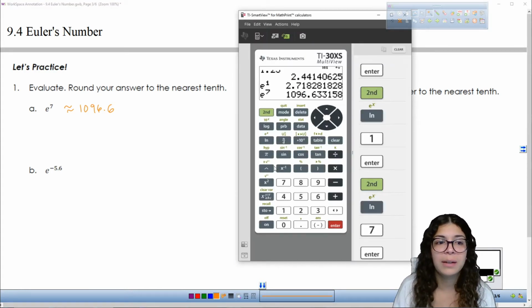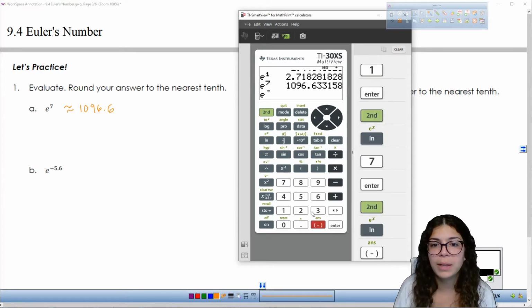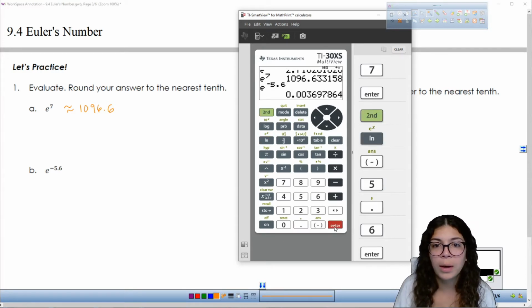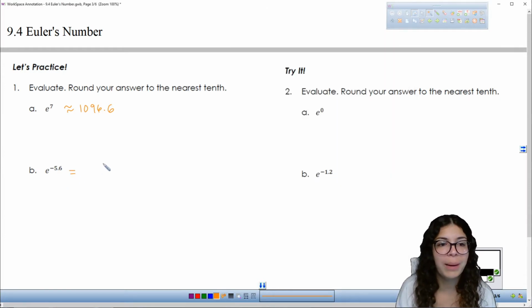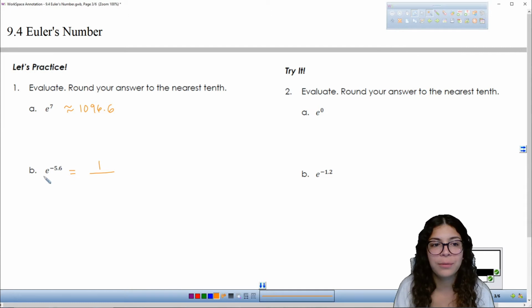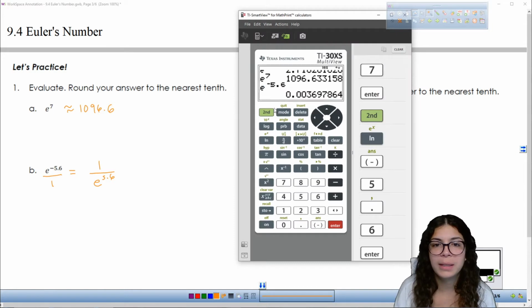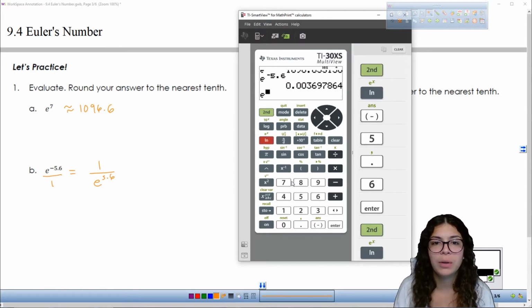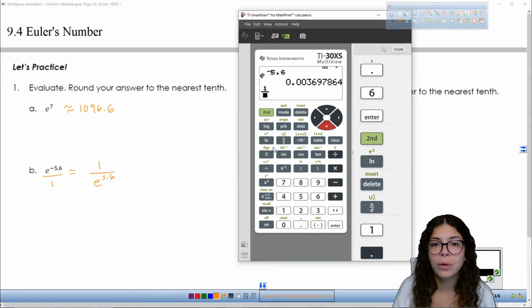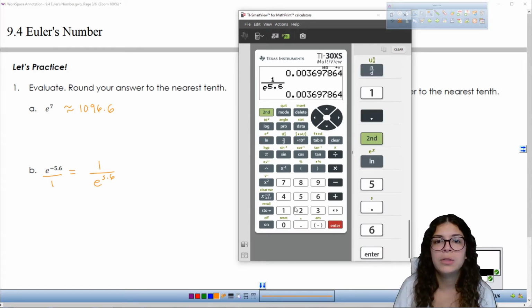e to the power of negative 5.6. Remember that any negative power we can bring to the opposite side of the fraction and write it as a positive power. So we could either plug it in like that into our calculator, if your calculator allows you to do that, or you can write it as a fraction, which would be 1 over e to the power of 5.6. They did want us to round to the nearest tenth, but if I do that, I'm not going to have any numbers here. Rounded to the nearest tenth, this would be about 0.